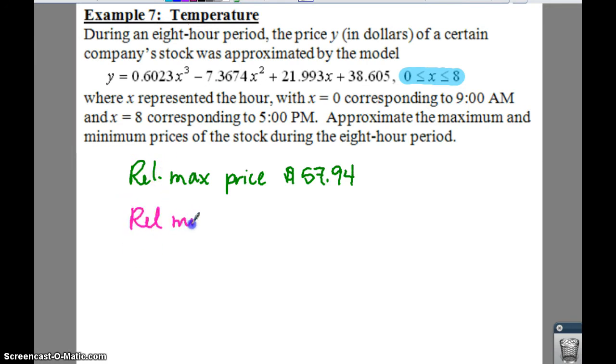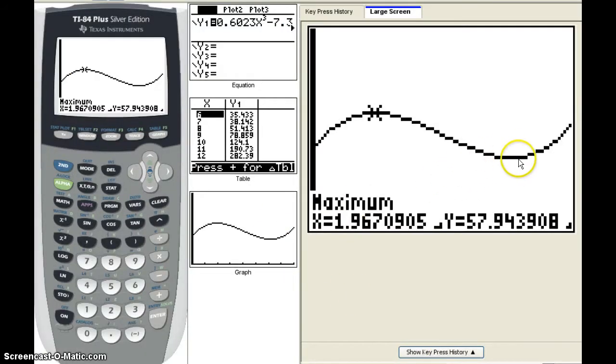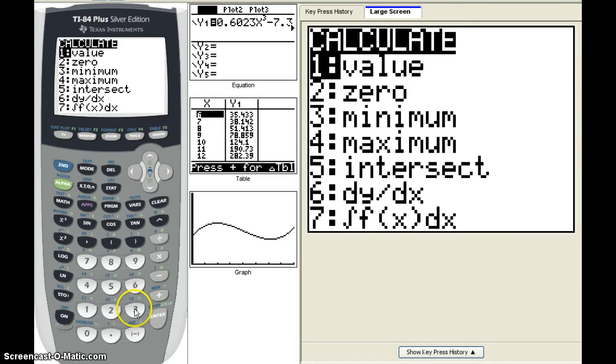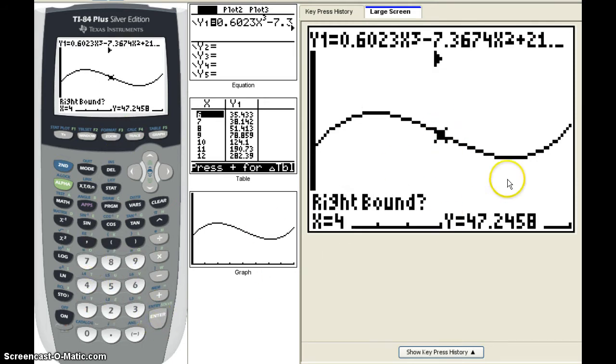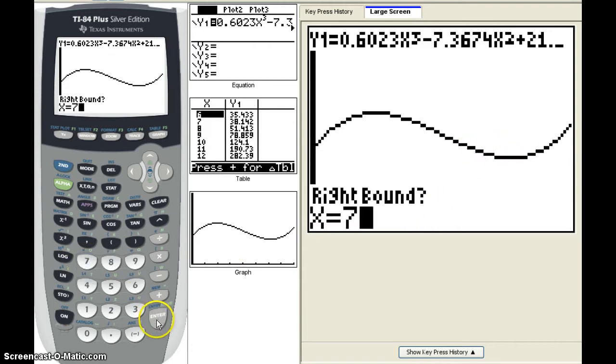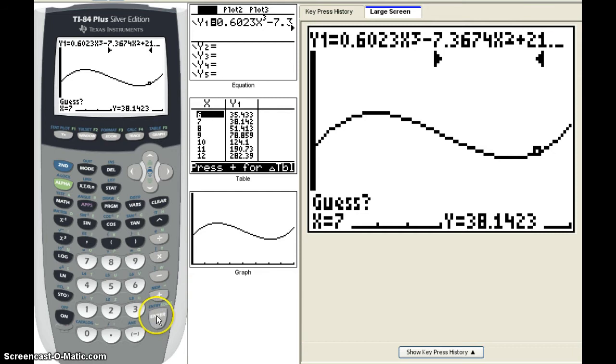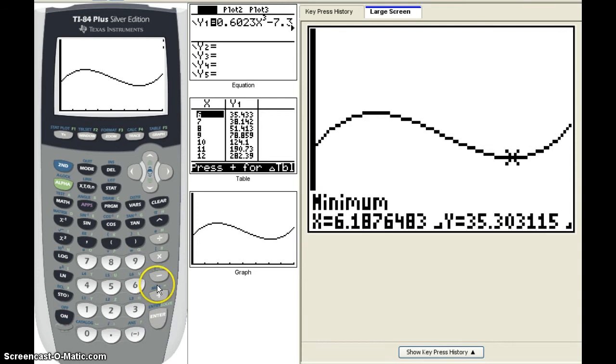Now we also need to find our relative minimum price. So let's do about the same keystrokes, but we're going to find a minimum now. Our minimum is going to be over here. So when we find a minimum, go to second, calculate, and we hit 3 for minimum. This is about 4, so it's going to be to the left. So I'm going to type in 4. And then here's 4, probably 5, 6. I'm going to choose a 7. And booyah, that's to the right. So it's going to find a relative minimum between these two arrows. Hit enter.